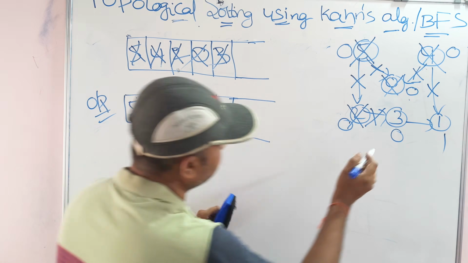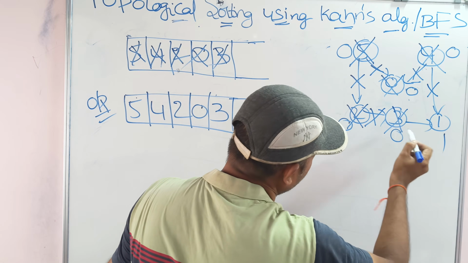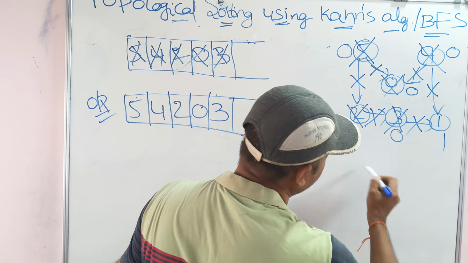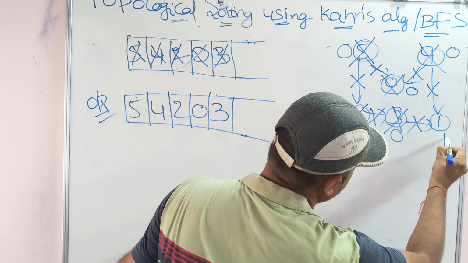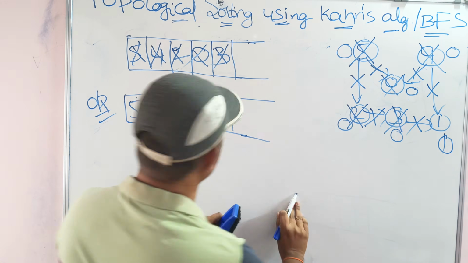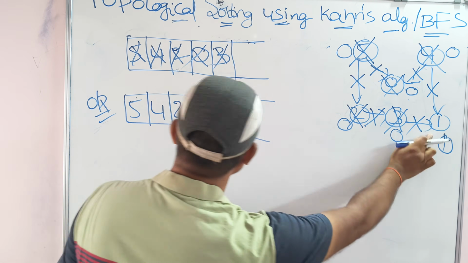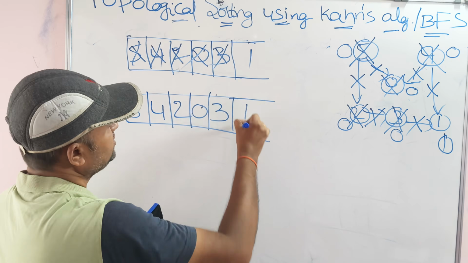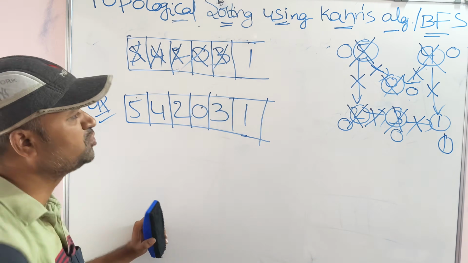So here we are deleting 3 from the queue. Its outgoing edge will also be deleted. So now this vertex's in degree will become 0. So now vertex 1 has in degree 1. So this is the output: 5, 4, 2, 0, 3, 1.